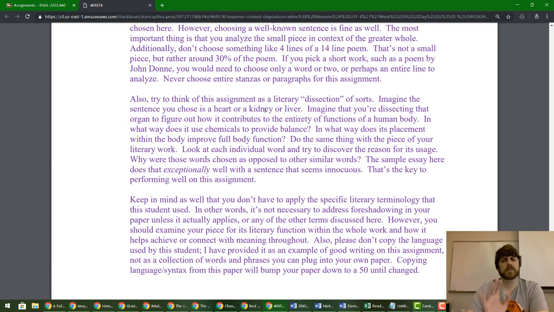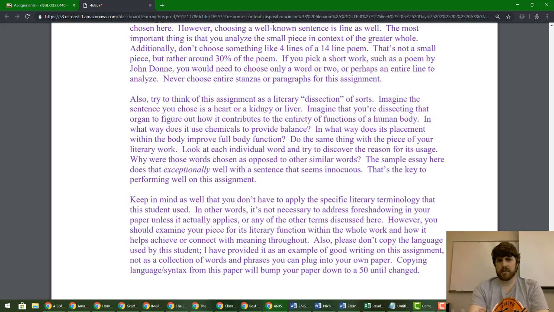And keep in mind, you don't have to use the specific terminology that the student used. Don't have to use setting, symbolism, foreshadowing. That's just what was available here to this student. You can use whatever other literary elements you think are going to help you make that case for why this little piece is so important.